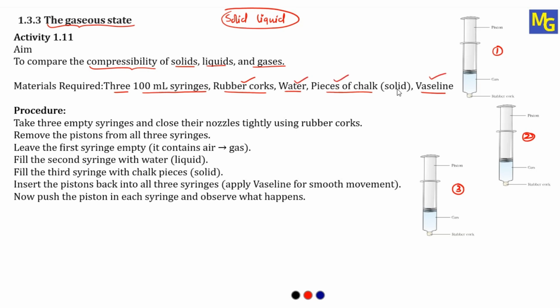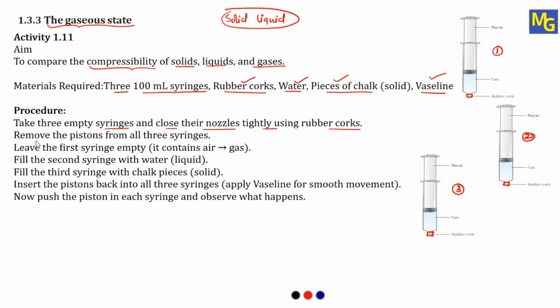So remember all these. Now, the procedure. Take 3 empty syringes and close their nozzles tightly using a rubber cork. So we are going to take 3 syringes, that is 1, 2, 3, and close their nozzles tightly using a rubber cork. These are the nozzles you can see here. All these nozzles we are going to pack tightly with the rubber cork. So imagine now I have packed the rubber cork on all 3 syringes.